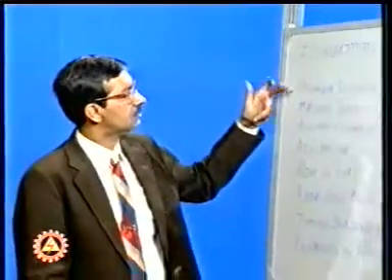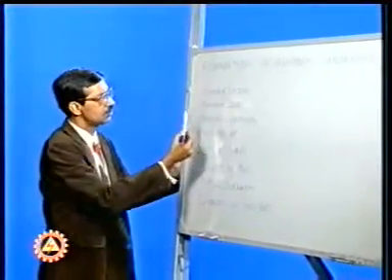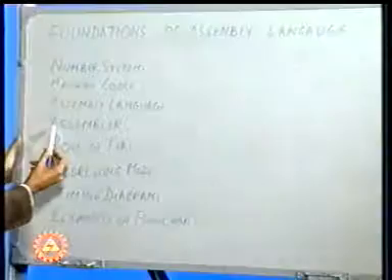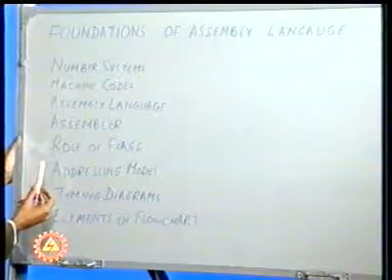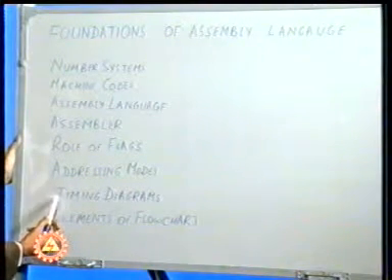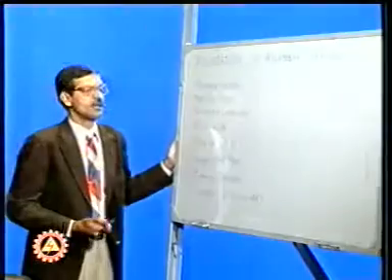Hello. I'm sure that you are by now familiar with the concept of programmable machines and have had exposure to the architecture of the 8085A microprocessor. The organization of memory has already been explained to you in earlier lessons. Today, what I plan to do is the number system, the machine code, the assembly language, assembler, role of flags, the addressing modes, the timing diagram, and the elements of flowcharting.